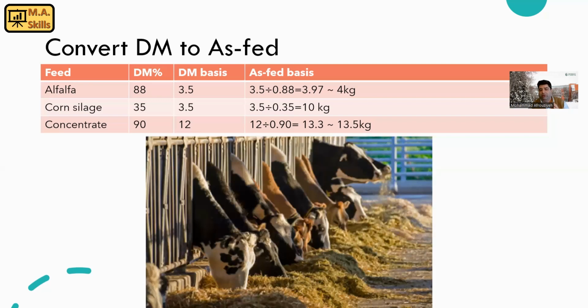By that, you're going to have a more sustainable environment in the rumen. So that's it.